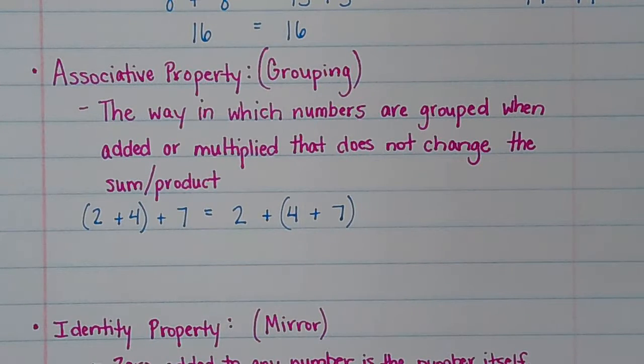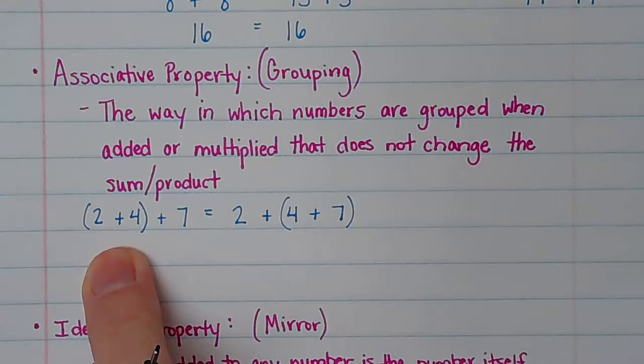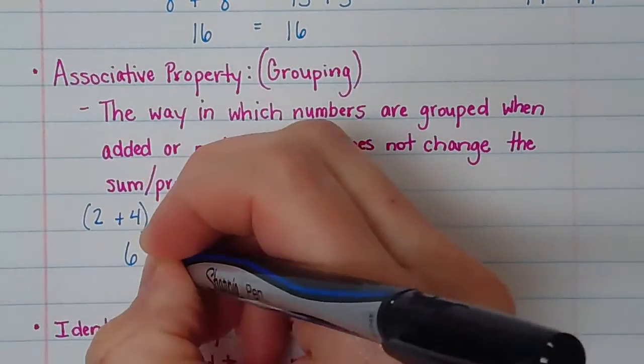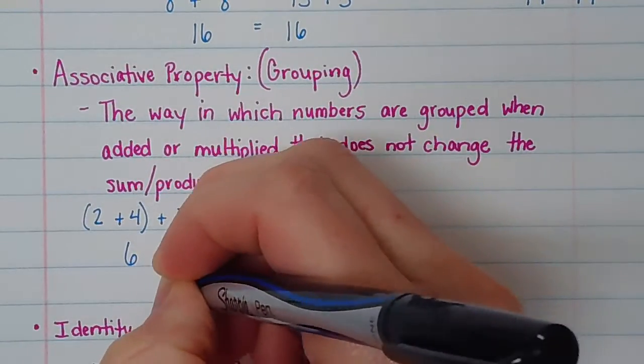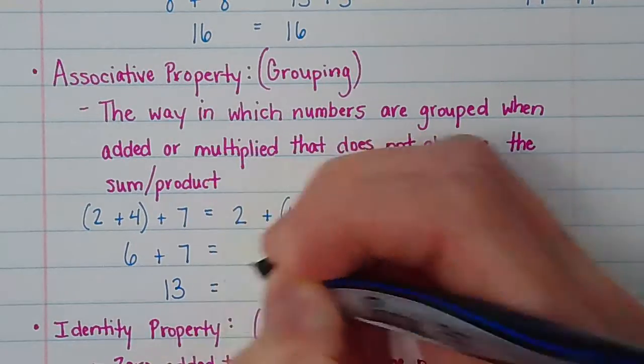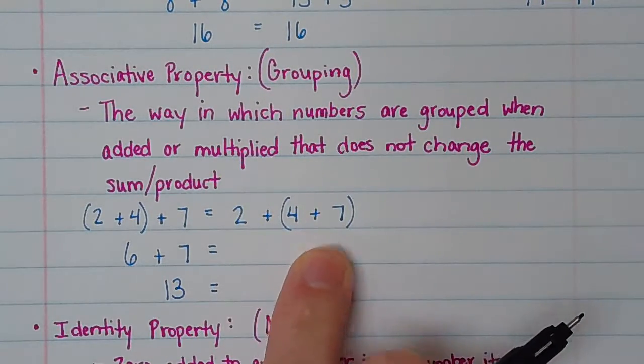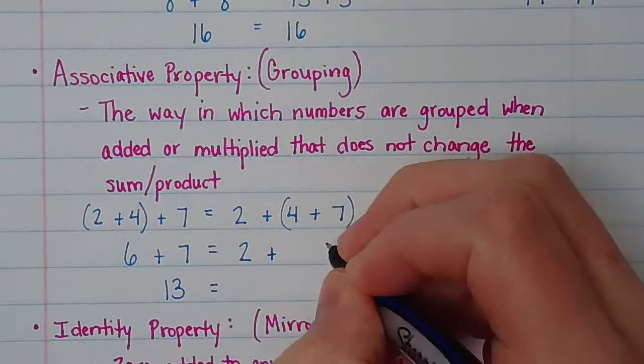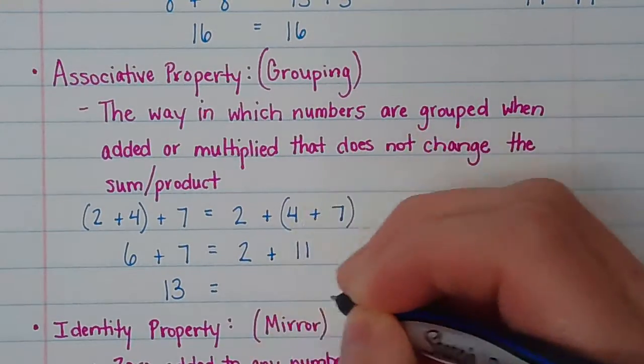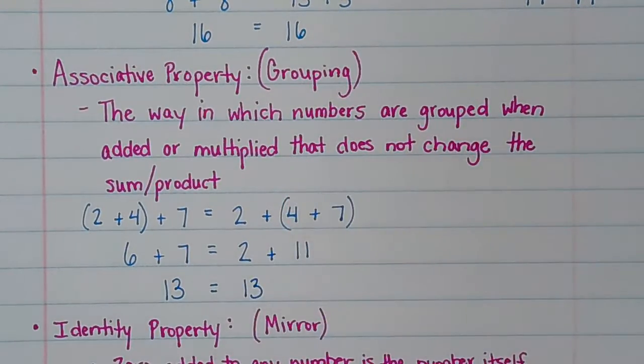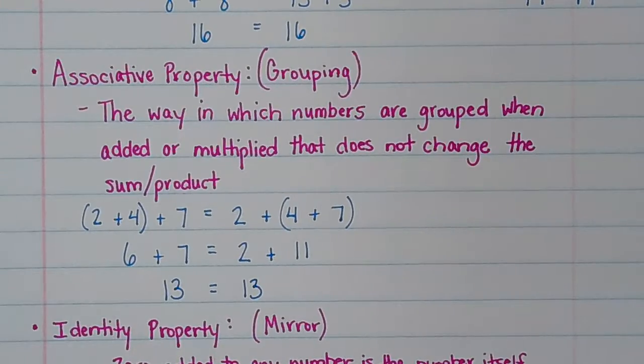So now you would solve it like order of operations. I'm going to do this first because it's in parentheses. So this is 6 plus 7, which would give me 13. Over here, I'm going to do this first because it's in parentheses. So 4 plus 7 is 11. 2 plus 11 is 13. So either way you do it, you still get 13.